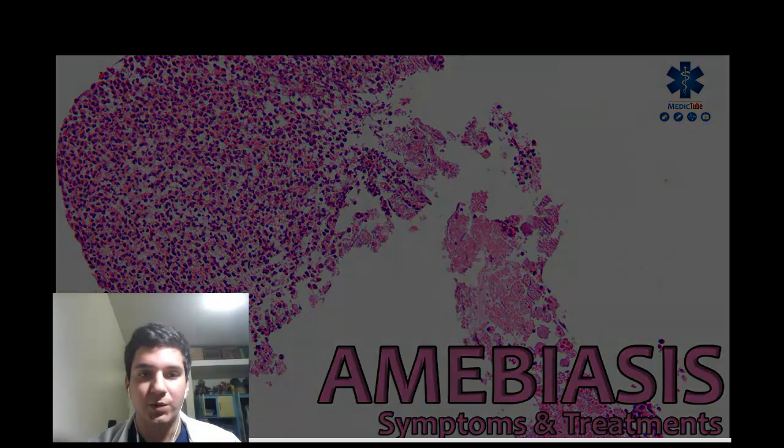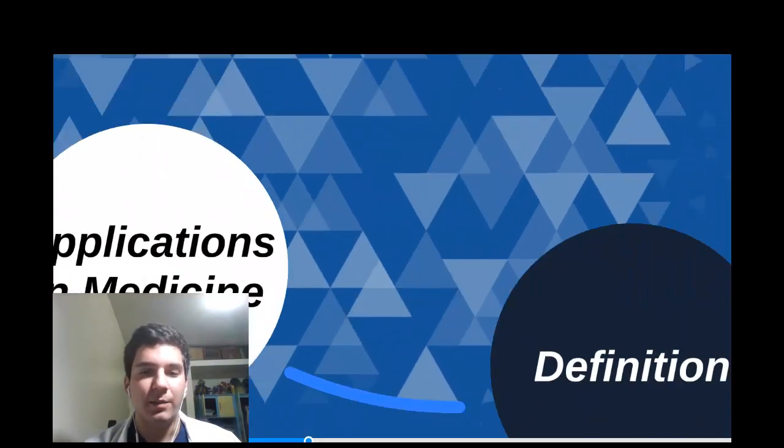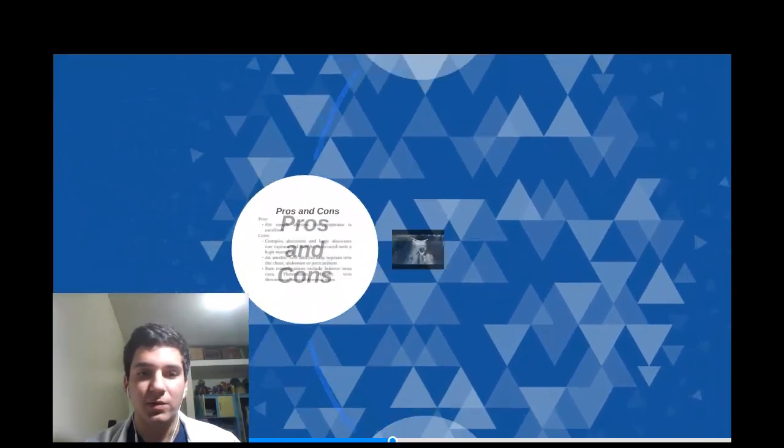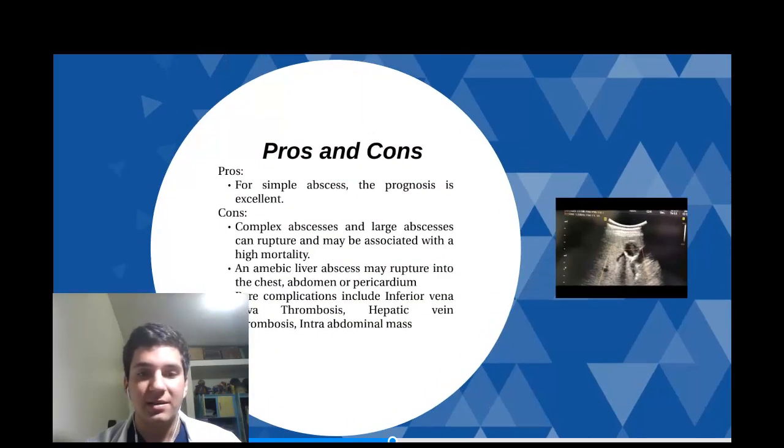Pros and cons. Pros. For simple abscess, the prognosis is excellent. Cons. Complex abscesses and large abscesses can rupture and may be associated with a high mortality. An amebic liver abscess may rupture into the chest, abdomen, or pericardium. Rare complications include inferior vena cava thrombosis, hepatic vein thrombosis, and intra-abdominal mass.